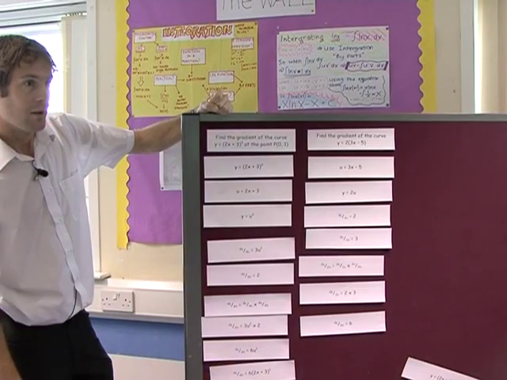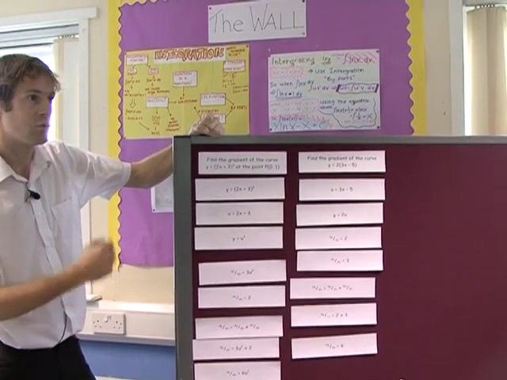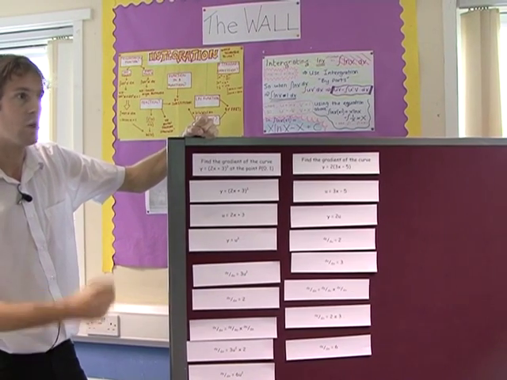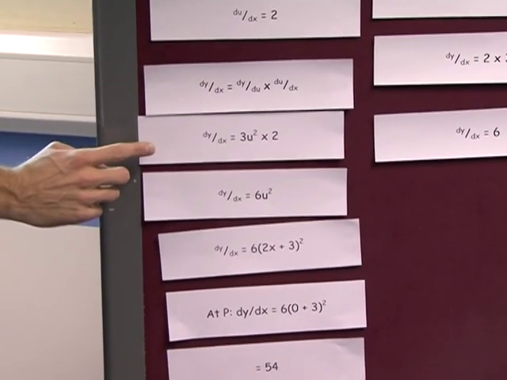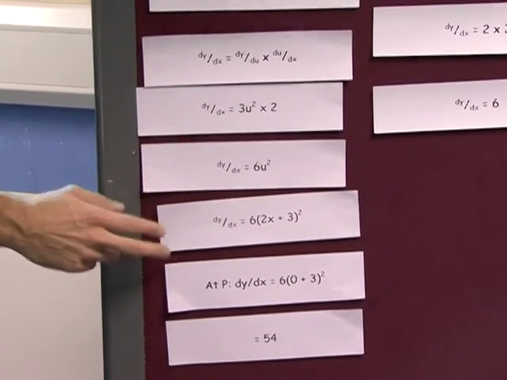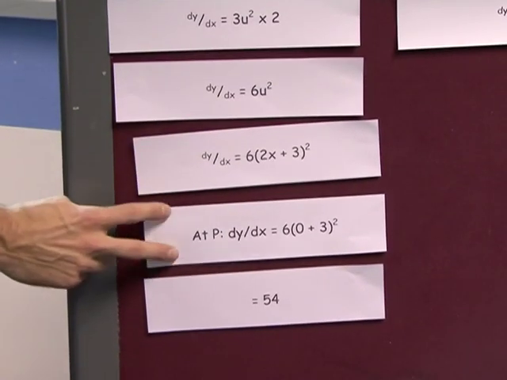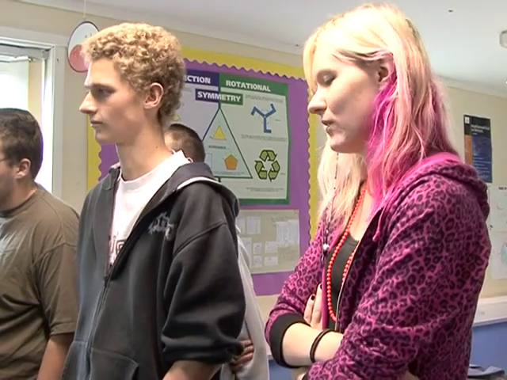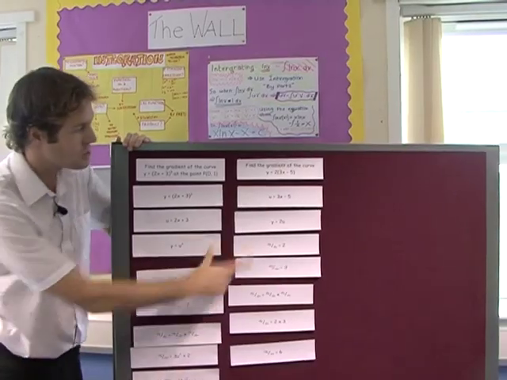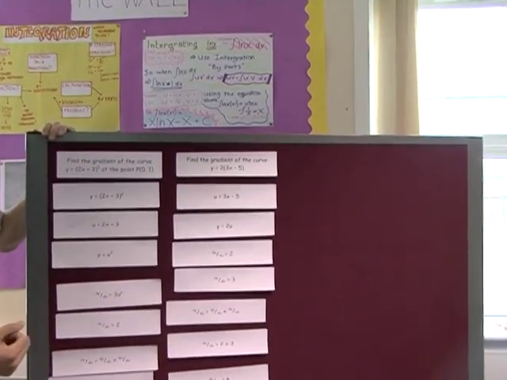Excellent. What does the chain rule say in terms of your composite function? How does it work? Go through the procedure to me. You've worked out dy/du and du/dx, multiplied them to get your derivative, your gradient function. Explain the last two steps for me. Can anyone help her? Because it's at the point (0, 1), you've got to put 0 and 1 into the equation.